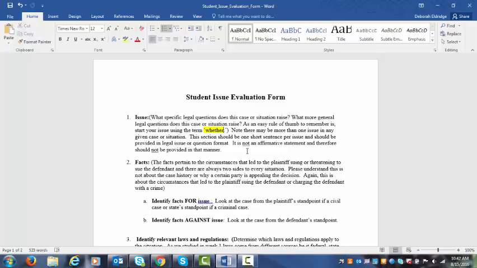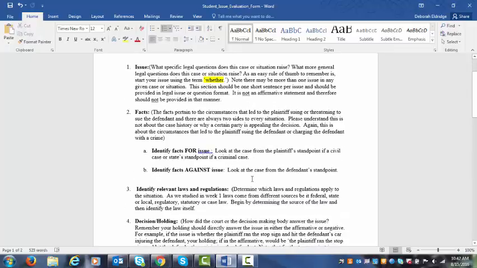And then you have to actually determine, well, pursuant to the law, what is your answer going to be, which will take us soon to our holding. But that's how you're actually looking at drafting an issue. So it's very important to use the word whether, W-H-E-T-H-E-R. And remember that your holding, when we get to that point, is going to directly answer your issue.